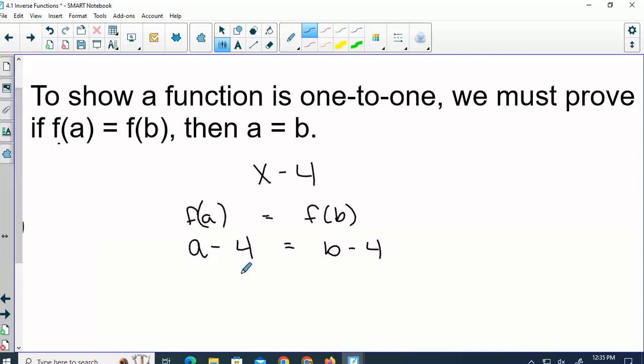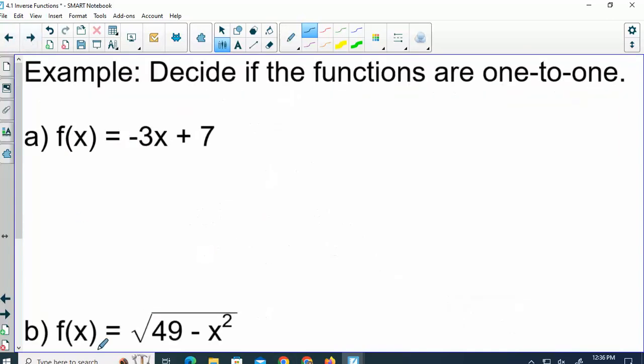And if I'm solving this for a, if I add 4 to each side, I get a equals b. So what that tells me is if the y values were the same, my x's had to be the same to start with. And if you solve and get a equals b, that means it is one-to-one. If you get anything else, a equals plus or minus b, or a equals b minus 4, or anything like that, then it would not be one-to-one. So let's try a couple.